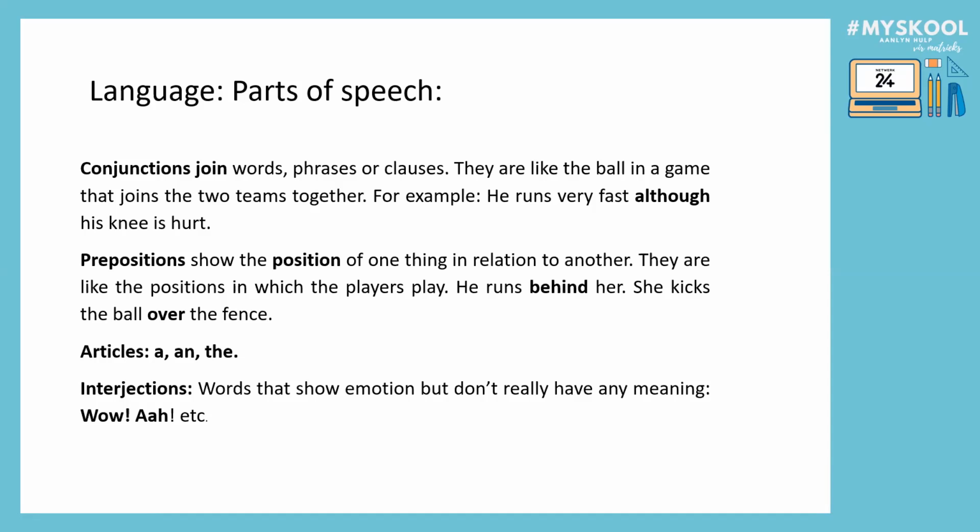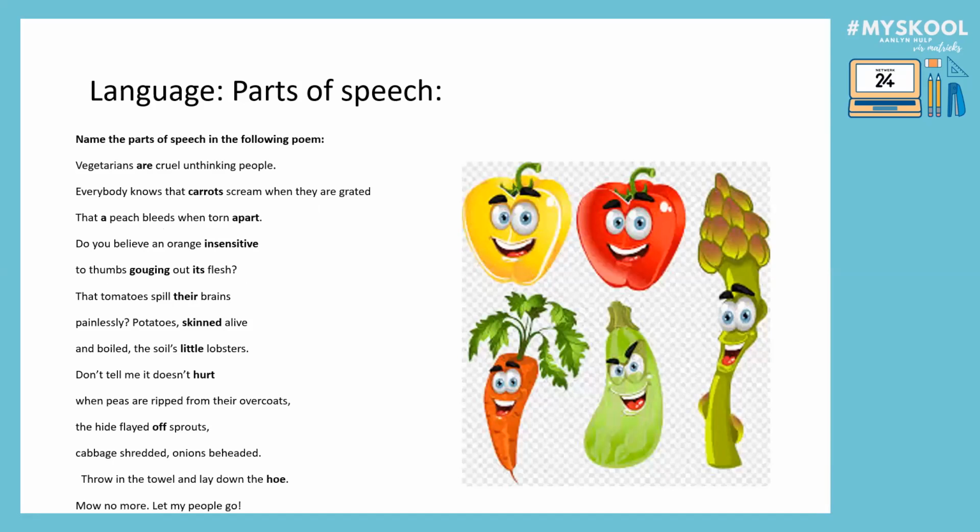Then interjections, words that show emotion but don't really have any meaning. Wow, oh, ouch, words like that. And they are usually followed by an exclamation mark. Now let's do the following poem together. Vegetarians are cruel, unthinking people. What is the word are in this sentence? A verb, yes.